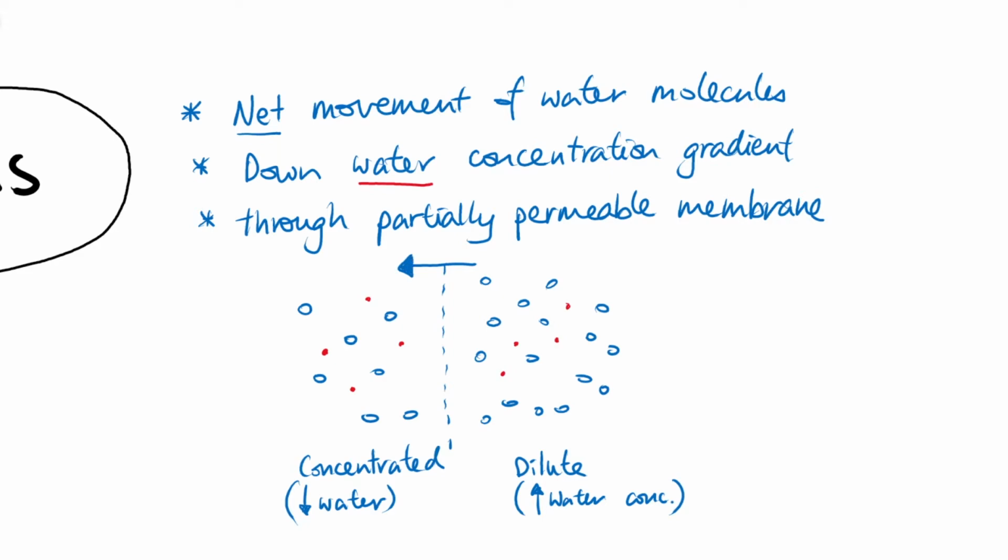So even though the left-hand side is called concentrated, that means that there's less water. So in fact, it's got a lower water concentration. So that's why it's important that when you are defining osmosis, make sure you say down the water concentration gradient. And it has to happen through a partially permeable membrane. That's one of the prerequisites for osmosis to occur.